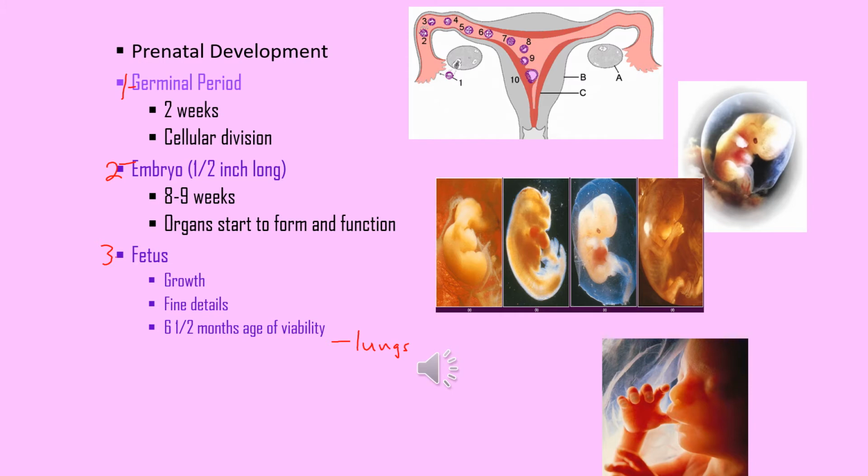The fine details will also form during this stage. Like I said, the eyelashes, the fingernails. Lungs will begin to function at about 6.5 months of age. This is called the age of viability. After this stage, a child who is born should be able to survive on their own. Prior to that, in order to breathe, because the lungs are not formed, they would need to have some sort of assistance.